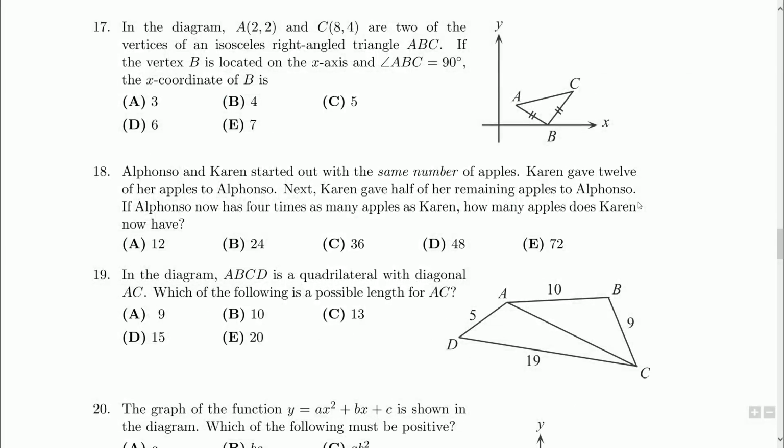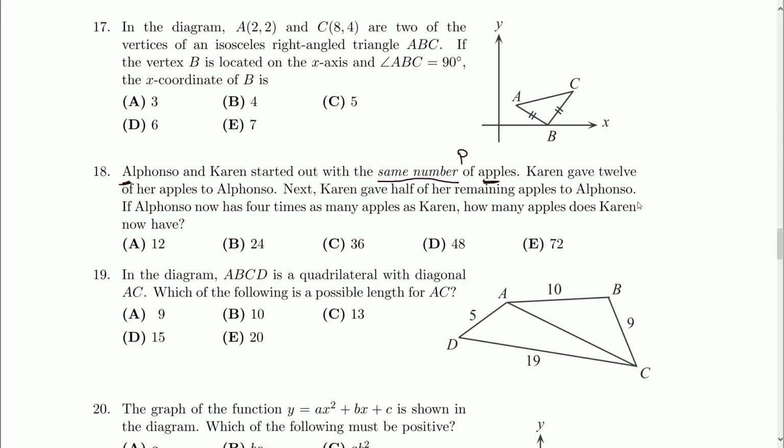Alfonso and Karen started out with the same number of apples. Maybe we could call it A for apples, although maybe we'll want A for Alfonso. So how about P for apples? Apples has 2 P's in it.